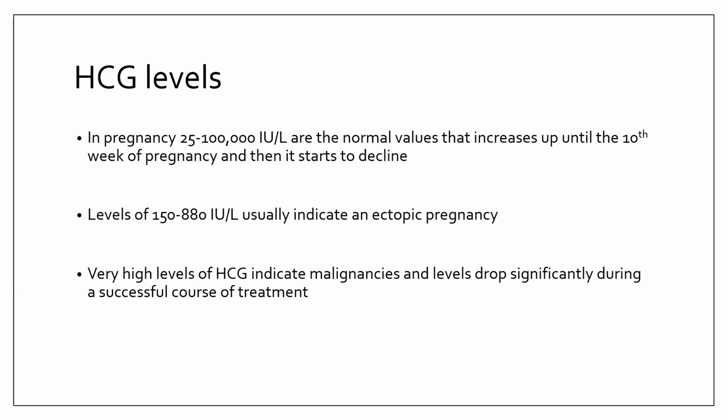If you have low levels of HCG, like 150 to 880 international units per liter, this usually indicates an ectopic pregnancy or a tubal pregnancy, one that's developed in the fallopian tubes. That's very dangerous, and the doctor needs to know that. Very, very high levels of HCG indicate malignancies, and the levels drop off significantly once that tumor is removed or that person is treated for that tumor.